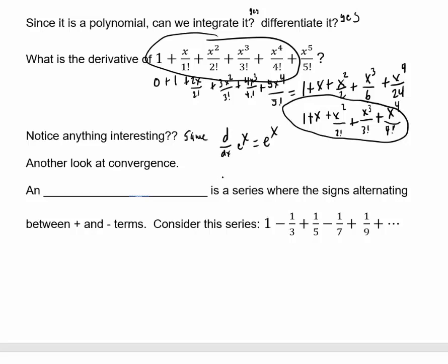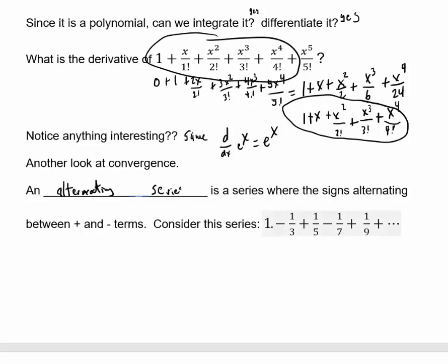Okay. All right, another look at convergence. So we've looked at 0.33333 converges to 1/3. We looked at that square where we cut it in half and added up the areas of 1/2 plus 1/4 plus 1/8, and that converged to 1. This is another look at convergence. So an alternating series, which is one of the ones that you do need to know for the test that they are testing this year, is a series where the signs alternate between plus and minus terms.